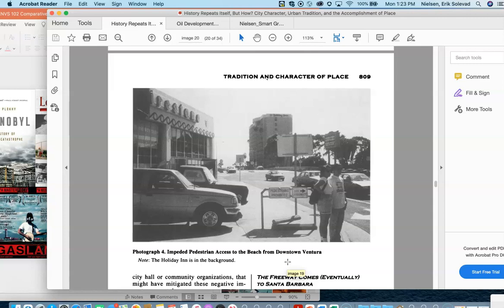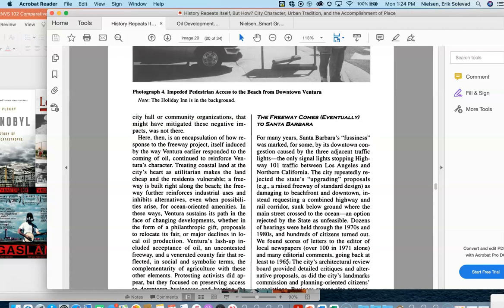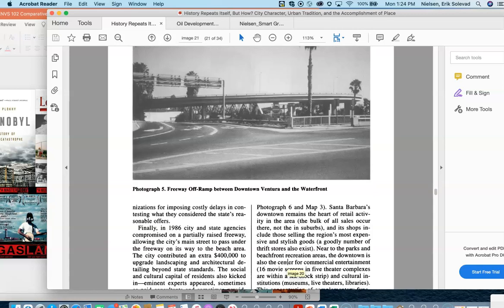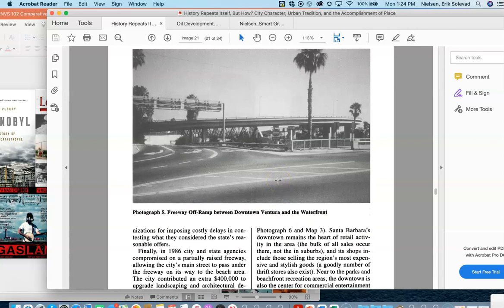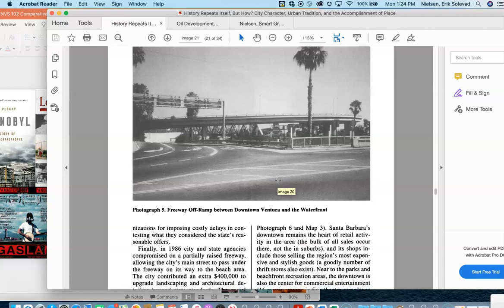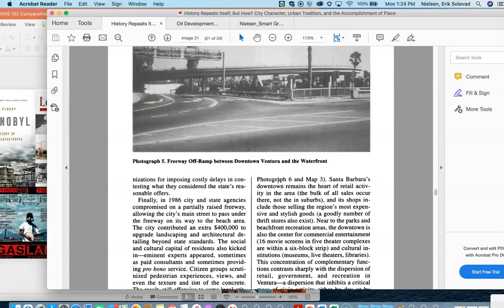Physically they aren't too different, they're just small patches of land in between mountains and oceans, and so on. And so they took a bunch of pictures to give examples of what Ventura looks like and how it's hard to get to the beaches from the downtown.